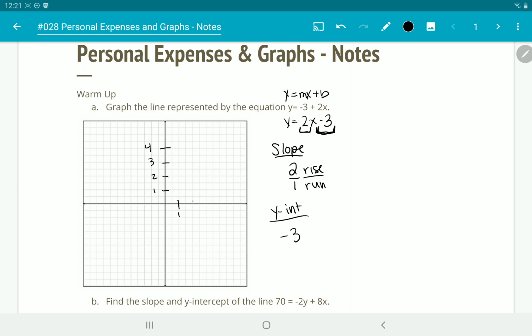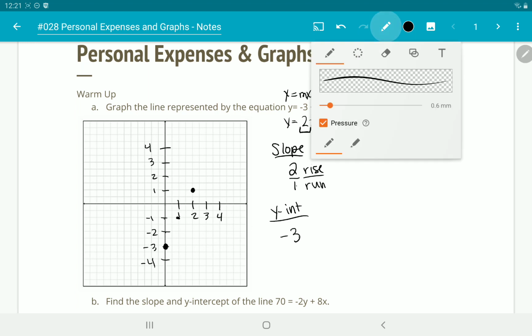So every other one, because this kind of has a little bit of a weird layout. Okay, so the y-intercept is negative 3. Start with the y-intercept. You count down 3 in order to put our point there because it's negative. And then using the slope, we're going to go up 2 and over 1. So up 2 and over 1.